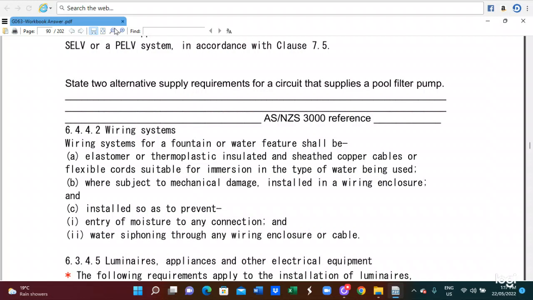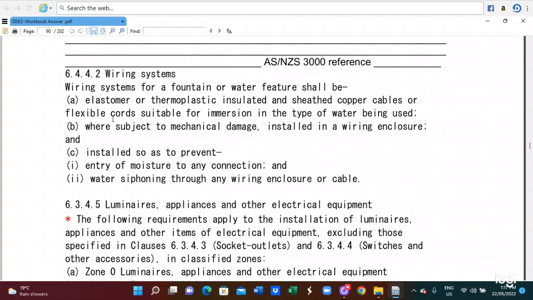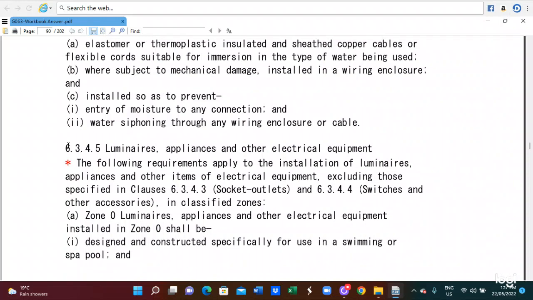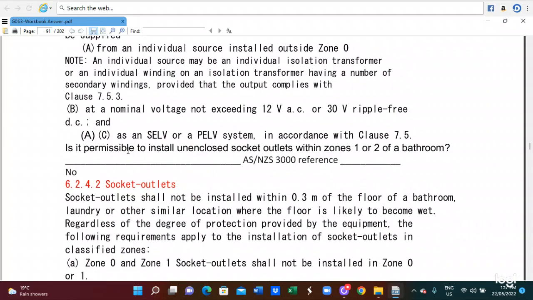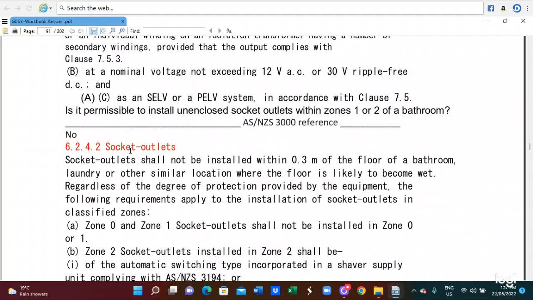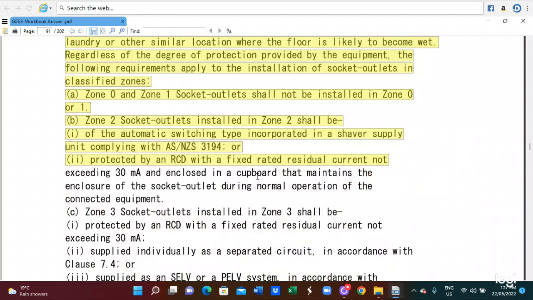And also the alternative supply equipment for the circuit that supplies the pool filter pump is a 6x4x4x2 wiring system. This standard has to be utilized. And also for the 6x3x4x5 luminaires, appliances and other electrical equipment, we have to follow the standard. And also clause 6x2x4x2 is a non-mentioned power socket outlet, so you have to read the clause on how to install the socket outlet.